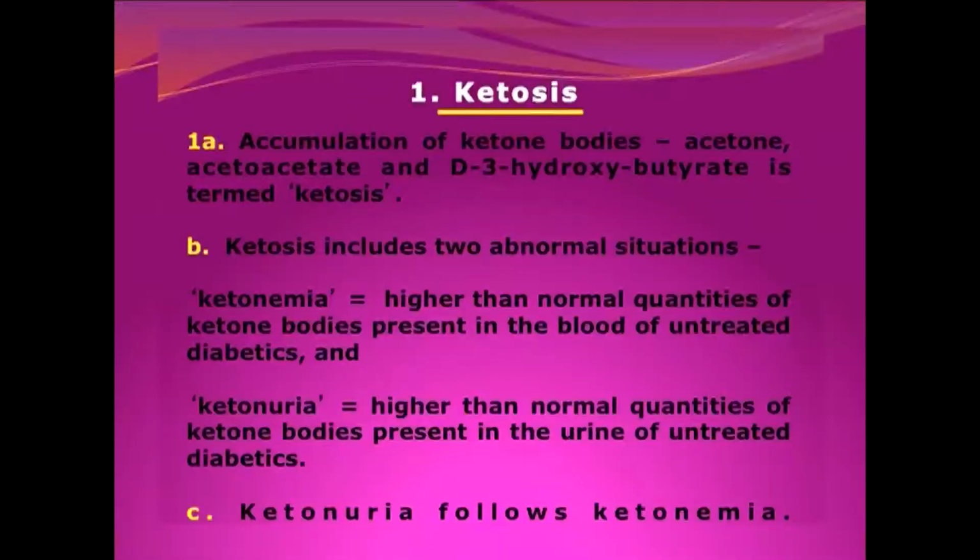The most important overproduction scenario is referred to as ketosis. The term ketosis includes two medical conditions. The first one is called ketonemia, that is the overproduction of ketone bodies in our blood. The second situation is known as ketonuria, that is the overproduction and accumulation of ketone bodies in our urine. And ketonuria follows ketonemia.